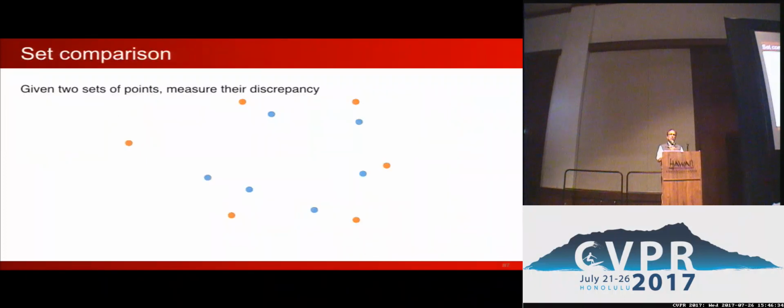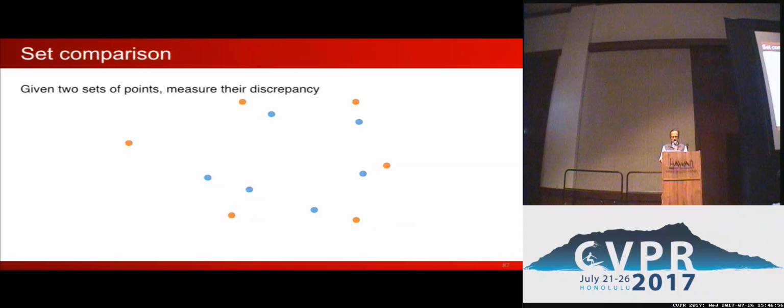Well, this is a geometric problem. We have two sets of points. The blue points are coming from the net, and the red points are coming from the ground truth reconstruction, and we want to measure how close they are. And this is a non-trivial problem because we don't have associations between the points. We don't know which red point is supposed to correspond to which blue point.